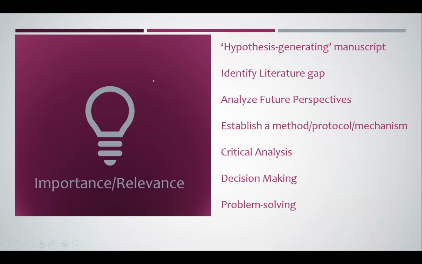The second one is importance and relevance. In my opinion, the significance of the manuscript and the novelty of the manuscript are the two faces of a coin. The importance of the manuscript can be increased by filling the previous research gap, which you can find by literature review, and then providing future perspectives. The manuscript is of great importance if it is hypothesis generating or describing new methodologies by critical analysis and any sort of mechanism.